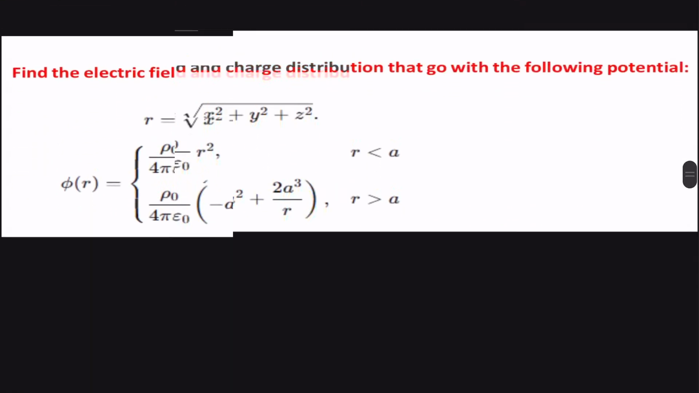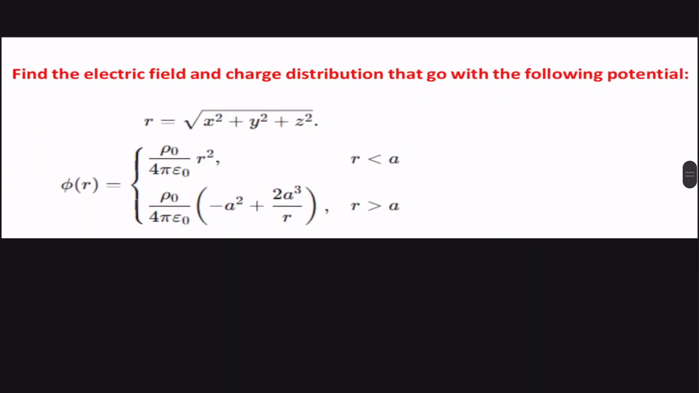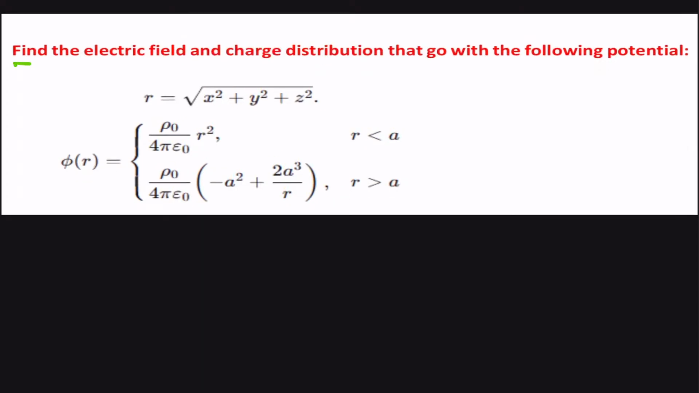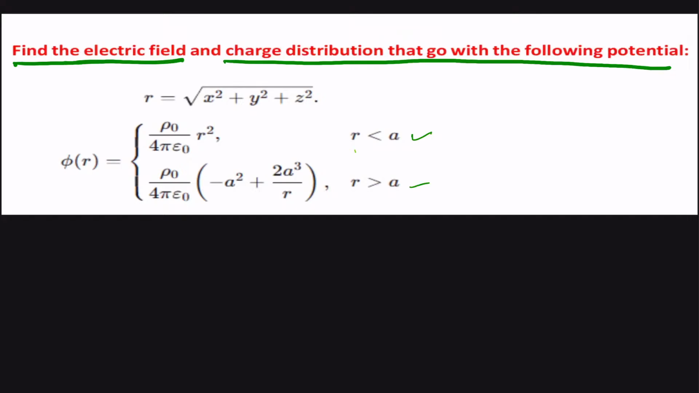Next question. It states: find the electric field and the charge distribution that go with the following potential. The basic potential equation is given to us based on the value of r, that is a distance, and r is governed by x square plus y square plus z square.